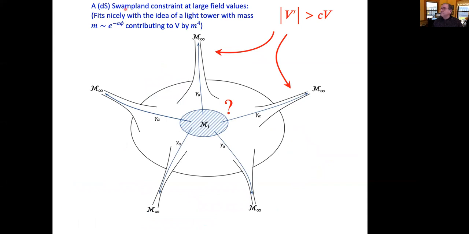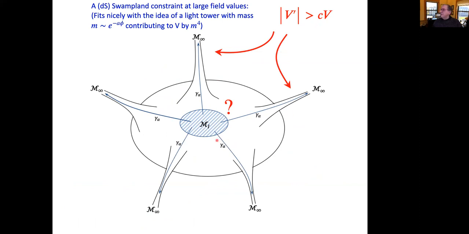One of the constraints that we know at large field values is what's called the De Sitter-Swampland constraint: the slope of the potential far away in the field space is always bigger than a constant times V. That's what I was just mentioning before, where in four dimensions C is given by square root of 2/3. The question is, do we know any restrictions inside, not very far away, but inside this field space?